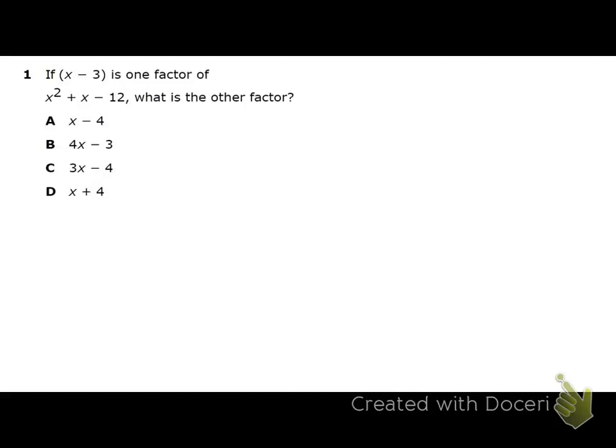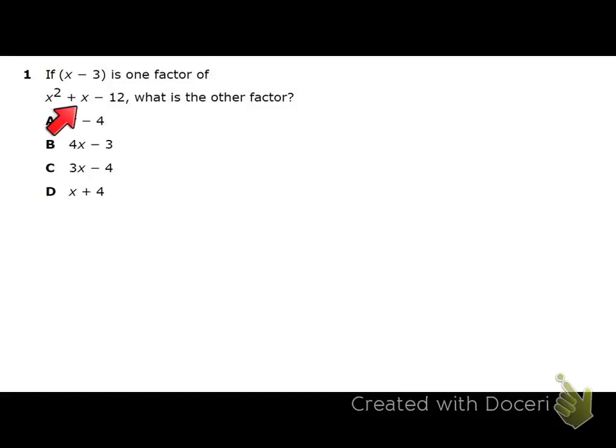If x minus 3 is one factor of x squared plus x minus 12, what is the other factor? Well, I'm going to solve this by factoring, but based on what we did on our last slide, couldn't I just take x minus 3 and multiply it? We know x minus 3 is one factor, right? So couldn't I just take each of these and multiply them by x minus 3 to see which one of those would give us our original trinomial? I want you to know that you can do that, okay? But that being said, I'm going to solve this by factoring.